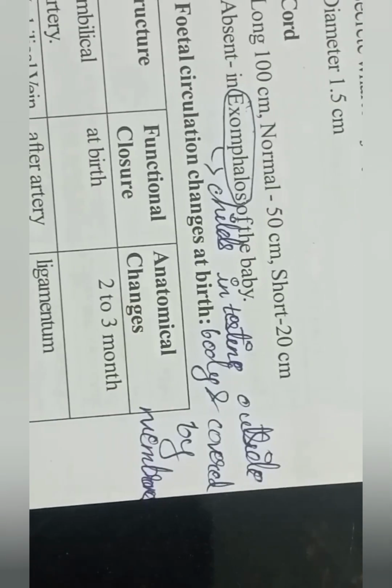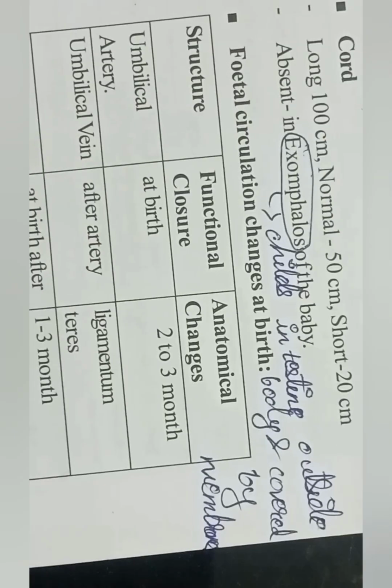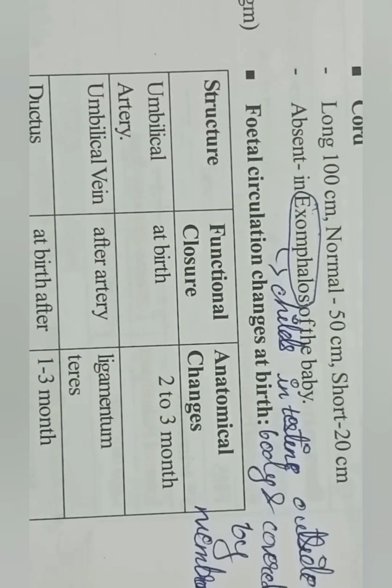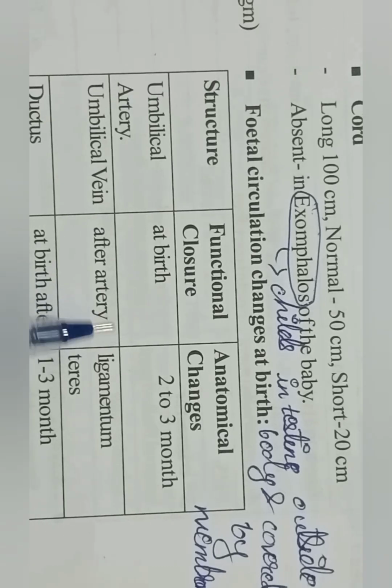Next, fetal circulation changes at birth. We all know that soon after birth, the fetal circulation changes. So first we go with the umbilical artery. Umbilical artery function closes at birth. Anatomical changes can be seen in 2 to 3 months. Next, umbilical vein.